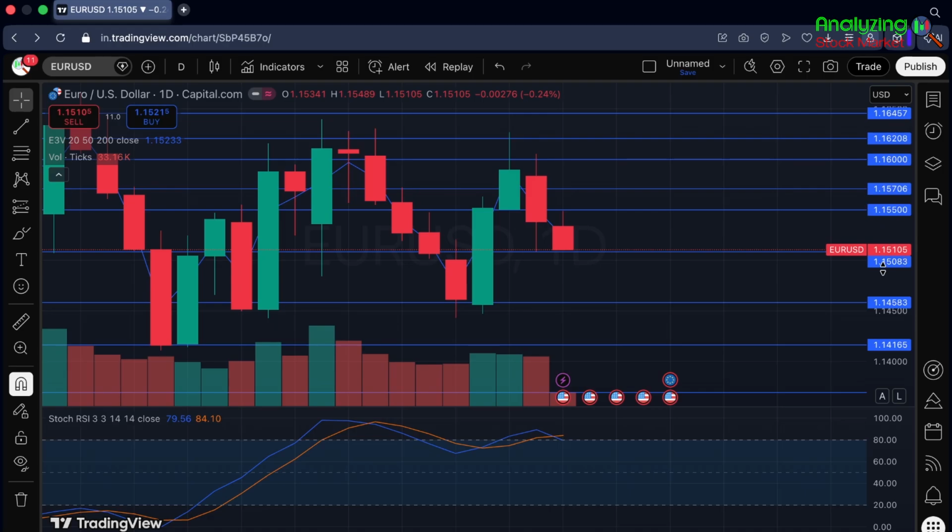After the direct support, there is a support at 1.14583 and then 1.14165. After the direct resistance, there is a resistance at 1.15706 and then 1.16000. So these are the important support zones and resistance zones which will help you take better stop loss and target levels according to your bias.